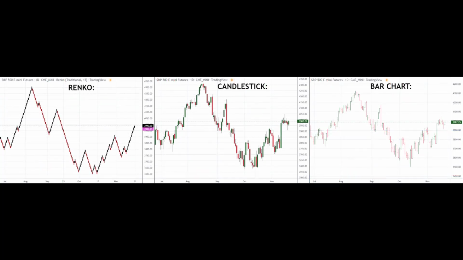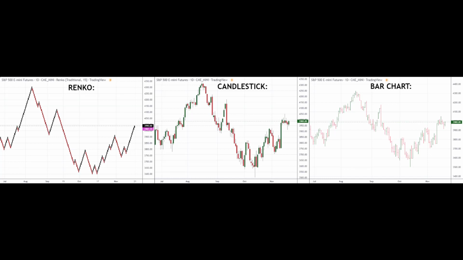So first of all, the RENKO chart, and you can see that one over on the left, but I want to do a comparison before we do anything else. Candlestick and bar chart to the right of that. The bar chart, you can see really isn't as colourful as the candlestick chart, and I would always take candlestick over bar chart just because it gives you more information, more clarity about what's going on.